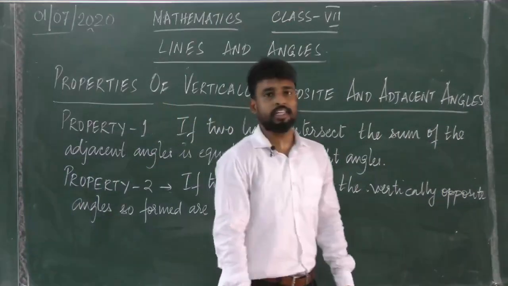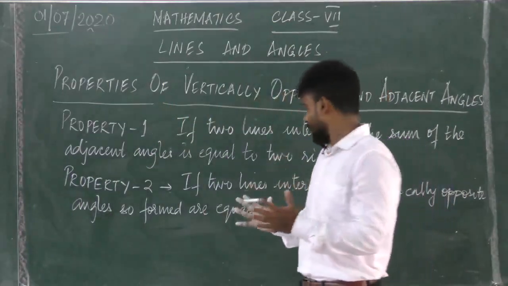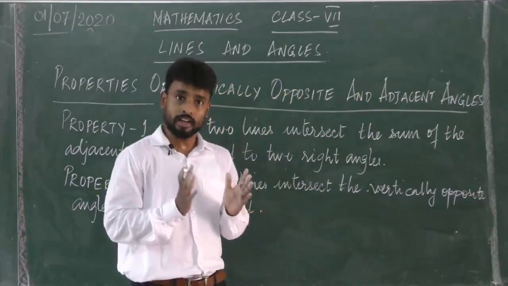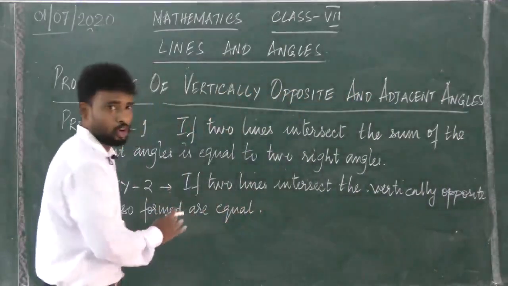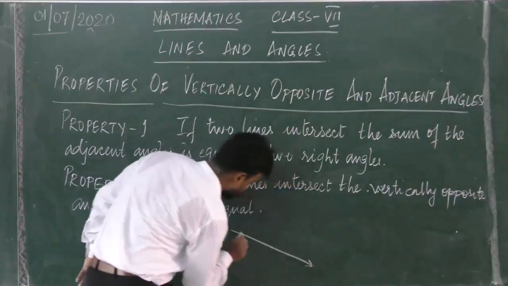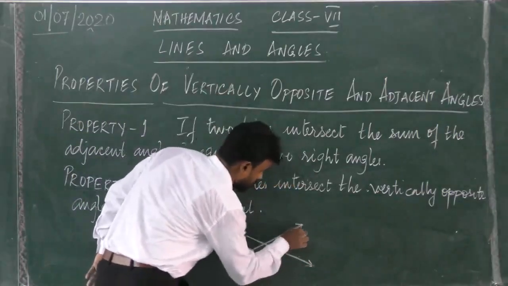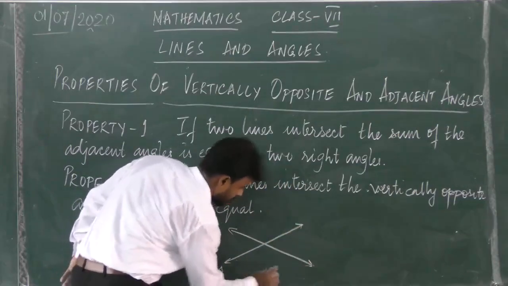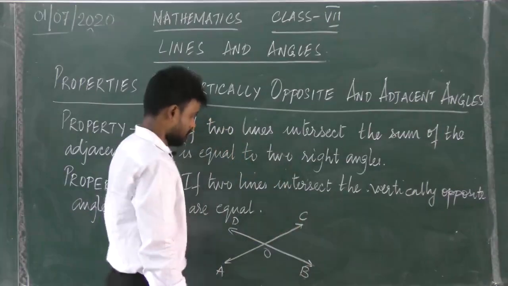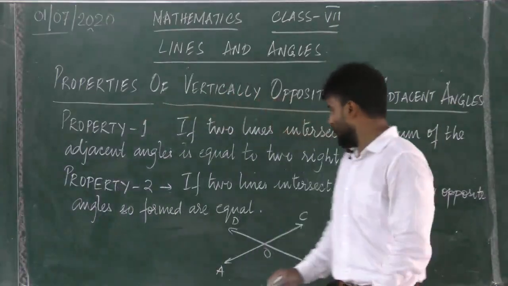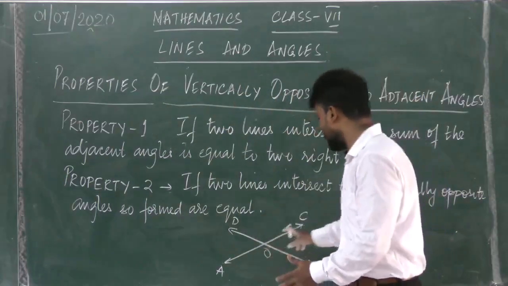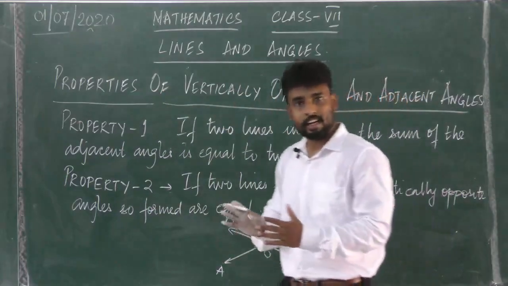Remember that if two lines intersect, the vertically opposite angles so formed are equal. Now let me explain with a given diagram. Here we have two straight lines intersecting. We have lines AC and BD, intersecting at O.